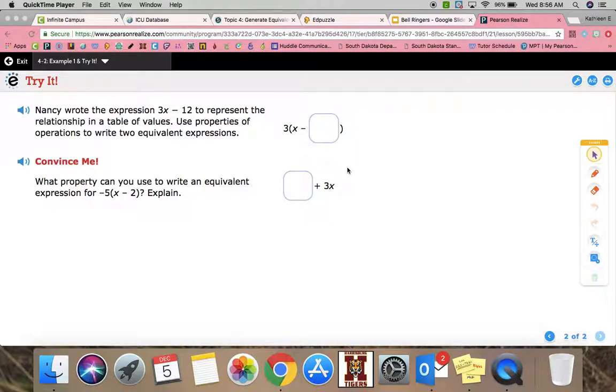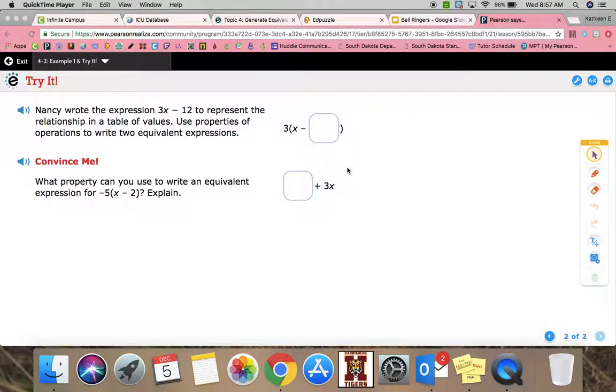The second part of lesson 4.2. In the first part I talked about the different properties: the associative property, the commutative property, and the distributive property. Now in 4.2, when we actually go into solving questions, you're going to have to decide which one of those is going to make the problem easier to solve and then use it in the problem.